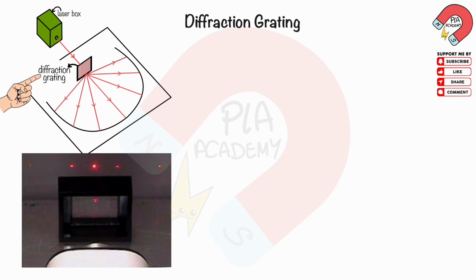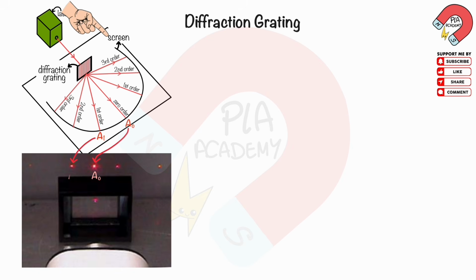Beyond the grating, interference fringes are formed and can be observed on a screen, similar to the double-slit experiment. The fringes are also referred to as maxima. The central fringe is called the zeroth-order maximum A0. The next fringe is the first-order maximum A1. The next fringe is the second-order maximum A2, and so on. The pattern is symmetrical, so there are two first-order maxima A1, two second-order maxima A2, and so on, as shown.